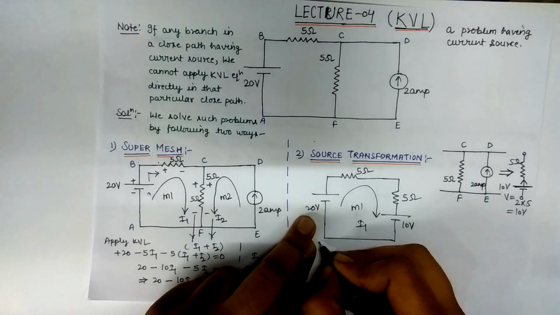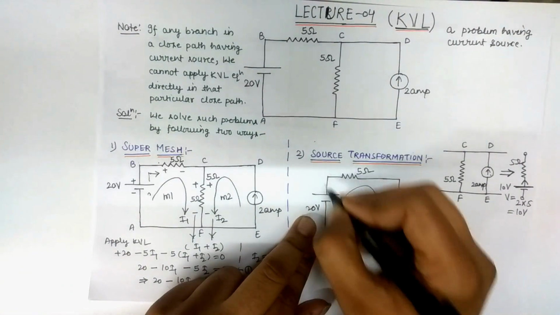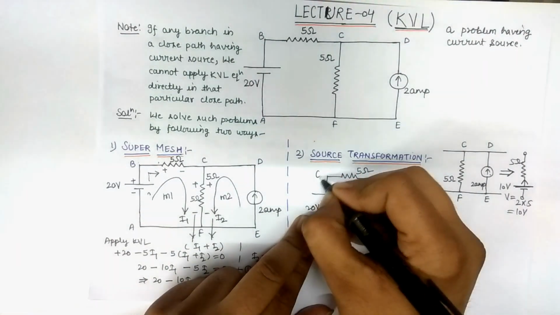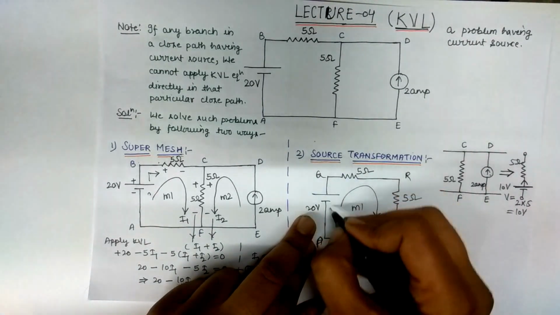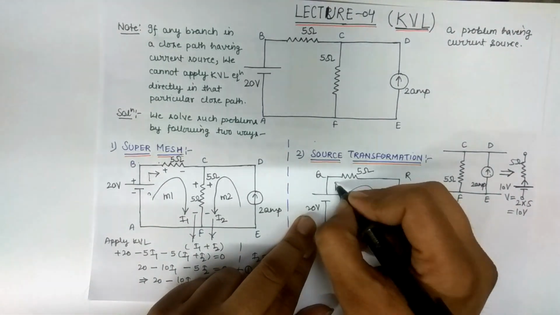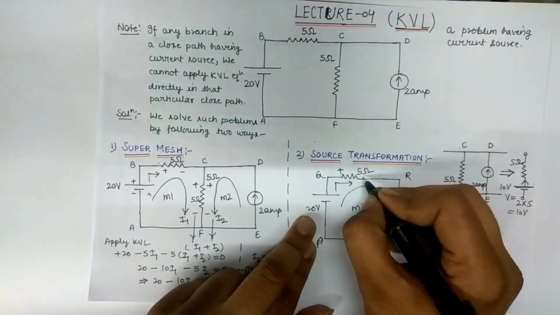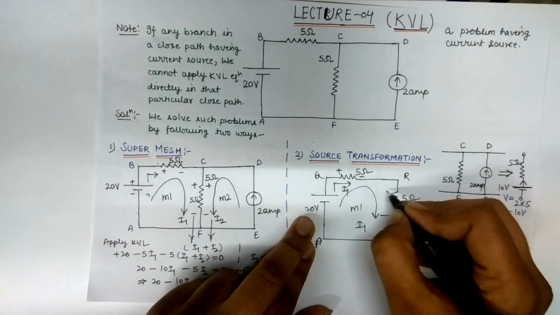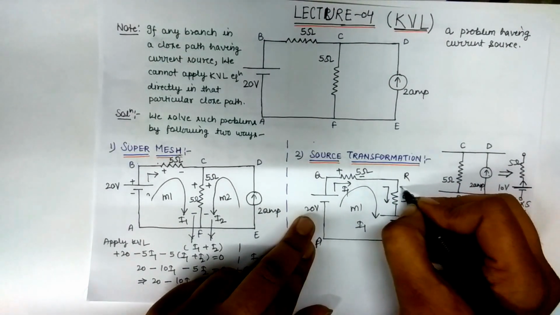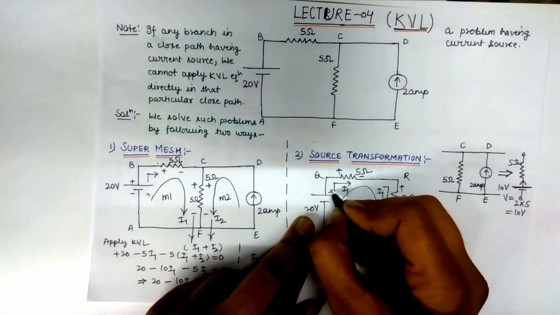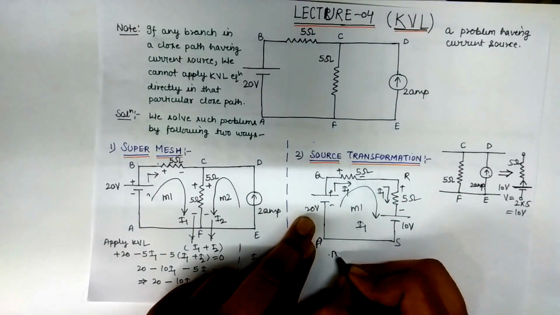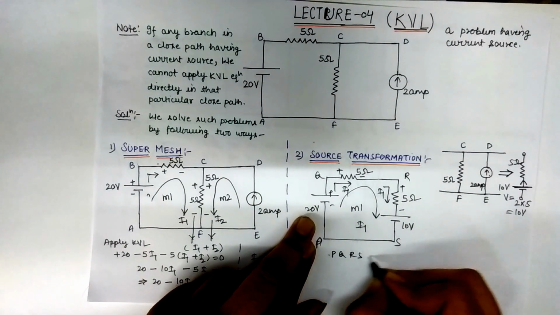Apply KVL. Start from here. A, let us say P, Q, R, S. Start from P. So this is, let us say, I1. So current flowing from this side, plus minus I1. Here, plus minus I1. Apply KVL. Start from P. P, Q, R, S.